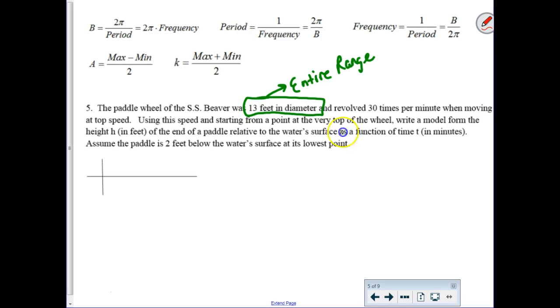The next clue is a strange one. You guys have not seen this yet. If I tell you that this wheel revolves 30 times per minute, anybody know what that means? That's the frequency. Very good.